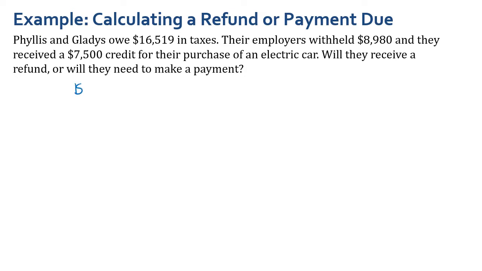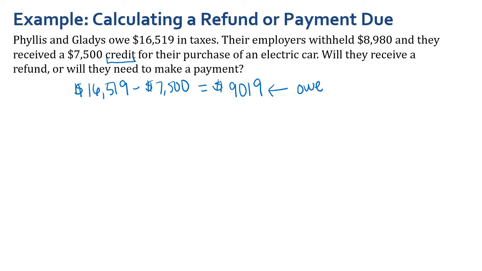So we know right now they owe $16,519 in taxes. We can subtract any credits that they get. So they got a credit of $7,500. So that means in total they end up owing $9,019 for the year.